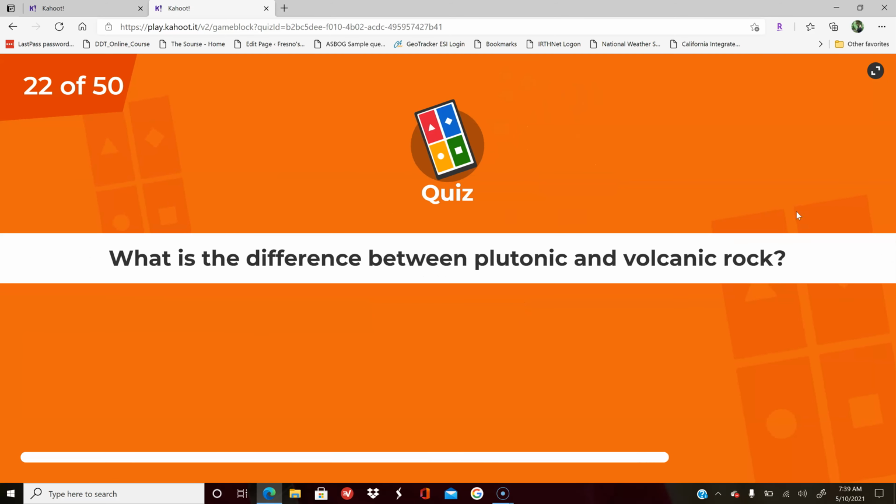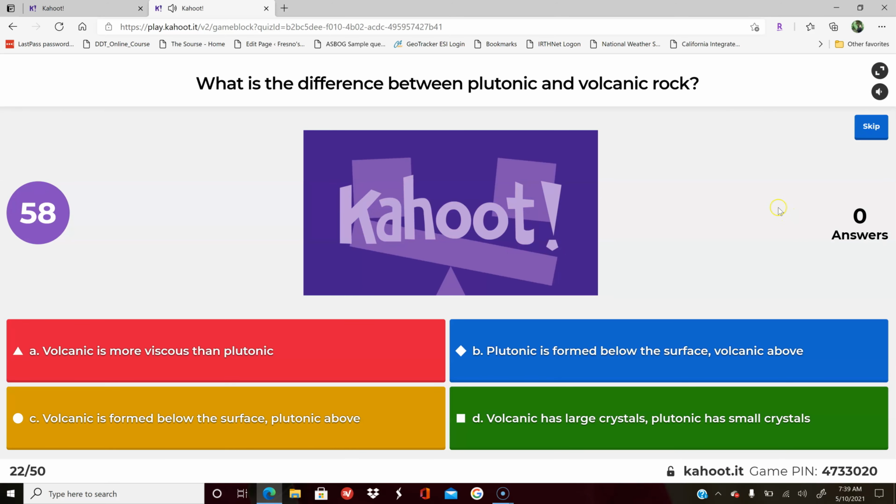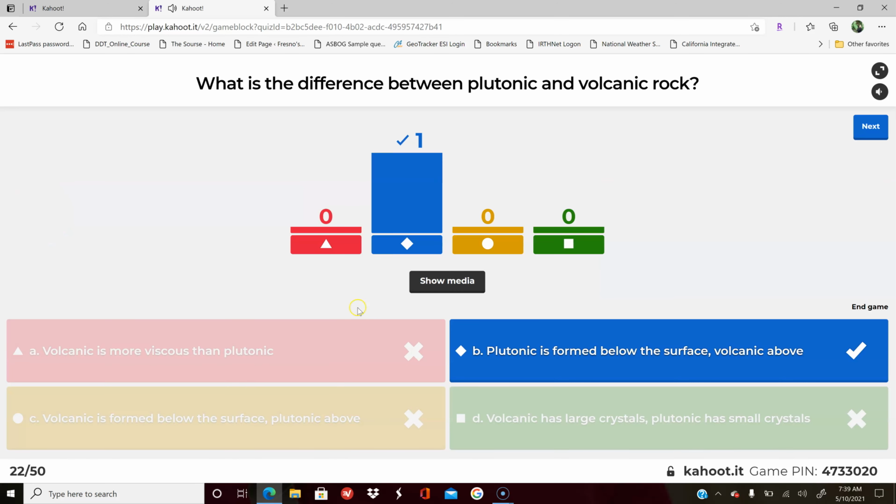What is the difference between plutonic and volcanic rock? Volcanic is more viscous. Plutonic is formed below the surface, volcanic above. Volcanic has large crystals, plutonic has small crystals, or volcanic is formed below the surface, plutonic above. That would be this blue one. Plutonic is formed below the surface, and volcanic is formed above. Remember, volcanic comes from a volcano. Volcanoes are above the surface. Plutonic comes from plutons, and plutons sit below the surface.